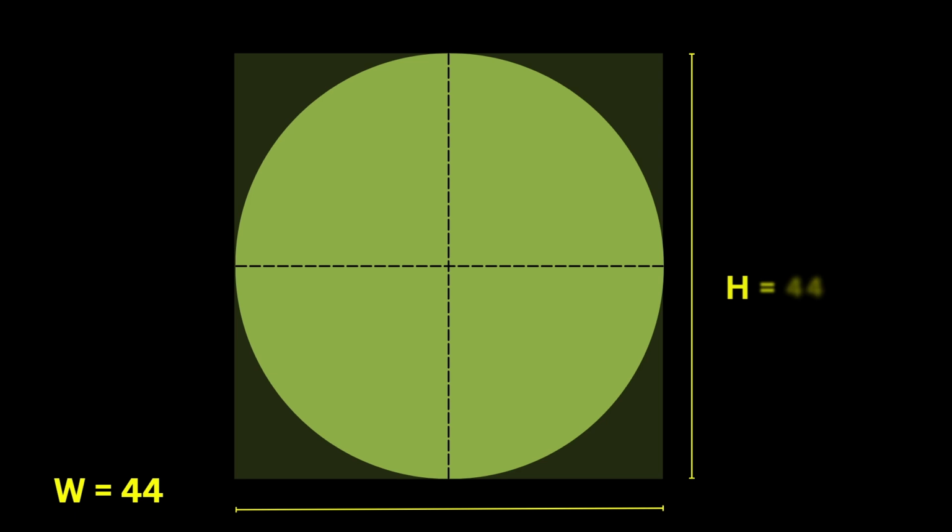Let's divide this circle into 4 equal parts. Now consider this circle as a square. So now the width of the square is 44 and the height of the square is 44. So the inner square will have a width equal to half of the width of the outer square. Similarly, the height of the inner square is equal to half the height of its outer square, which is 44 by 2, equal to 22.